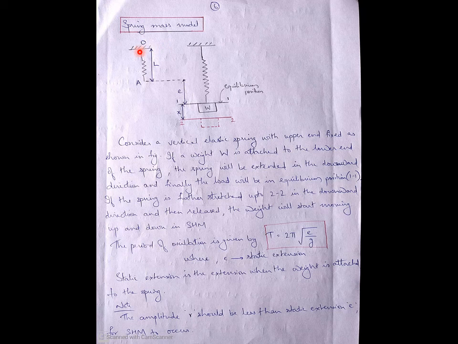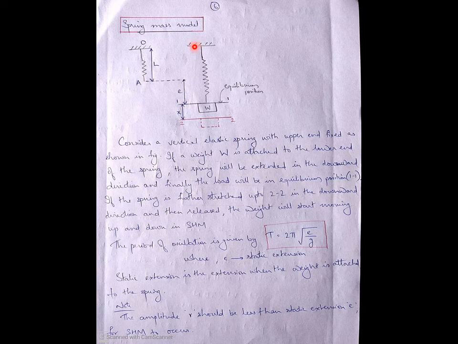We consider a vertical elastic spring which is fixed at the upper end and the lower end is free. This length is L. Now, assume that a weight is attached to this lower end. If a weight is attached to the lower end of the spring, let the weight be W. What happens? Obviously, it will start moving in the downward direction, and finally it will reach an equilibrium position.